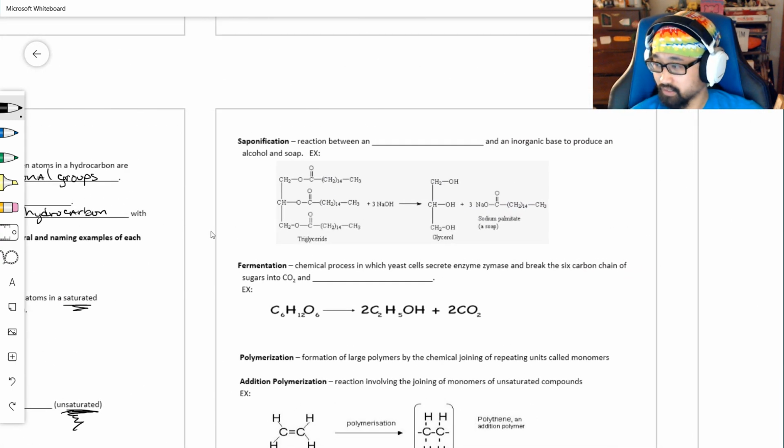Saponification. Saponification, I can tell you, if I ask you, it will be that saponification is the production of soap. It is the reaction between an ester and an inorganic base.